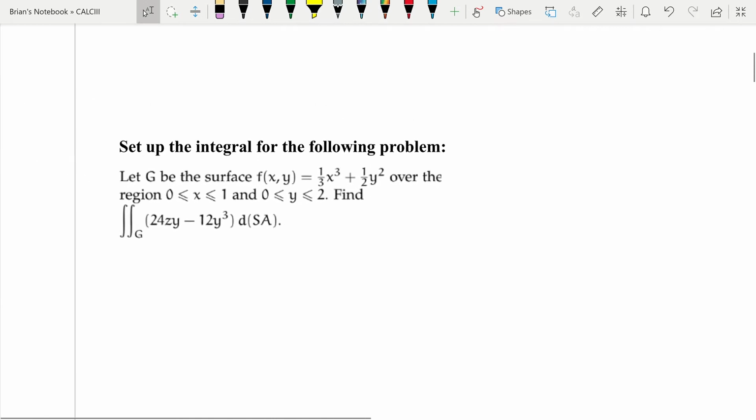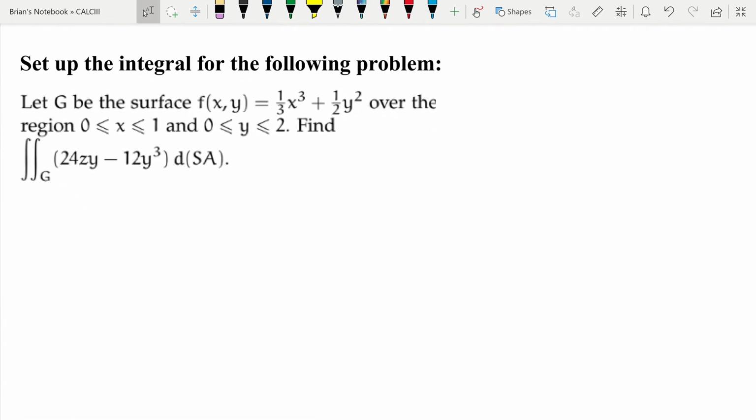So I'm going to set up the integral for the following problem. Let G be on the surface of f of x, y equals 1/3 x cubed plus 1/2 y squared over the region 0 is less than or equal to x, which is less than or equal to 1, and 0 is less than or equal to y, which is less than or equal to 2. And then basically find this surface integral, and they give you the surface integral equation.